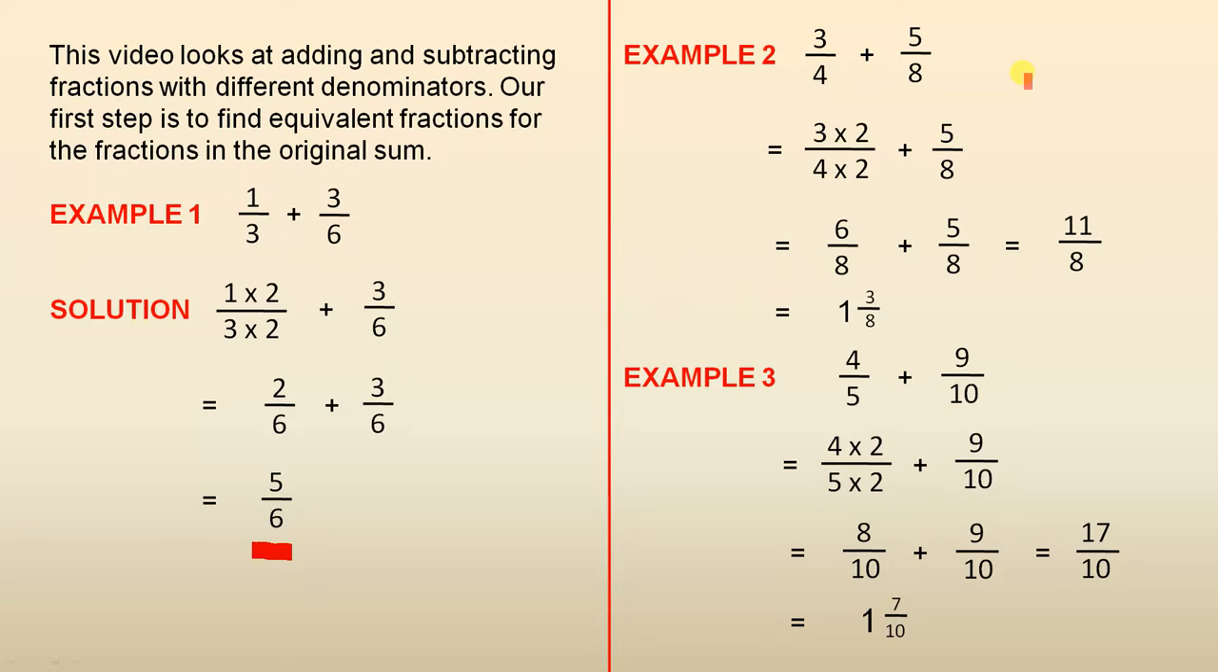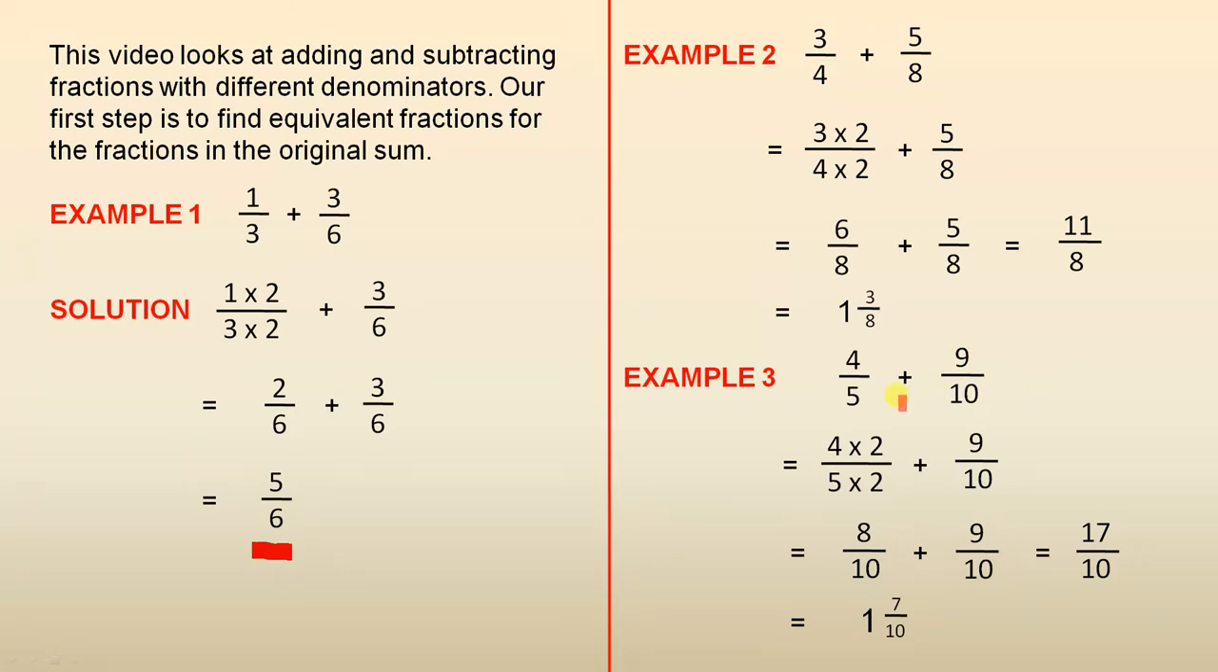Example 2, 3 over 4 plus 5 over 8. Since that's an 8, we need to make that denominator an 8, so we multiply top and bottom by 2. 2 3s are 6, 2 4s are 8, so we have 6 on 8 plus 5 on 8, which is 11 on 8. That's an improper fraction, and if you remember from previous videos, 8 into 11 goes once with a remainder of 3, so it's 1 3/8.